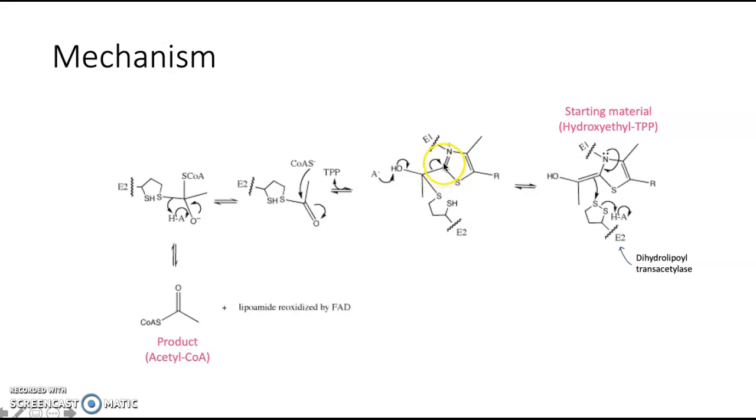Like I mentioned last week, the positive charge on the nitrogen allows for the stabilization of the negative charge on this carbon, which is why it's the best leaving group in this case. So now that TPP has left, we can move on to step 3. And now we introduce a very important substrate, which is coenzyme A.